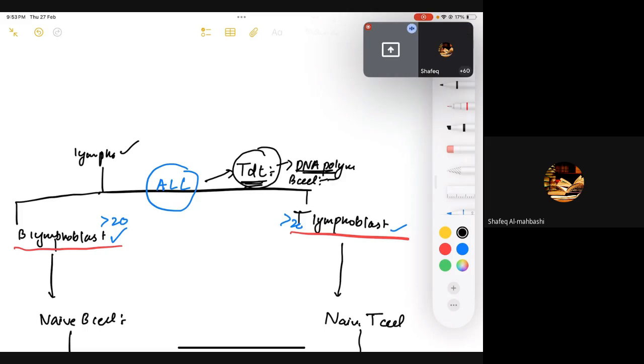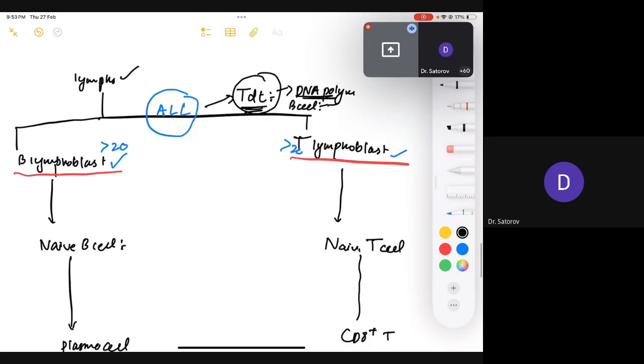Okay, so let's continue our discussion further. We discussed that we have ALL and we have AML. But now the question arises: ALL can still be of two types. Either you can have B lymphoblasts greater than 20%, or you can have T lymphoblasts greater than 20%, which confirms our definition of acute leukemia.